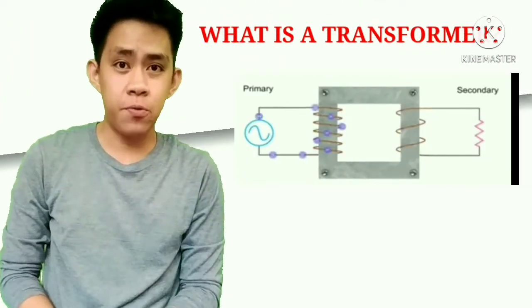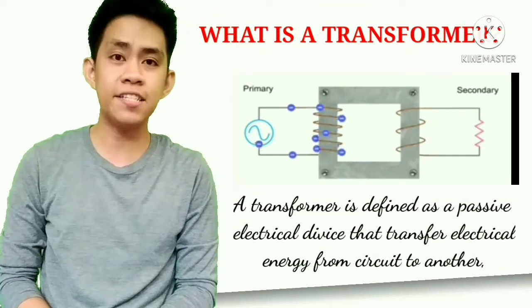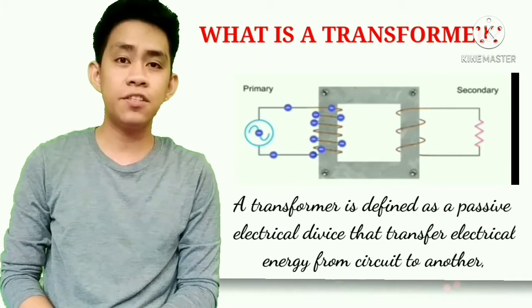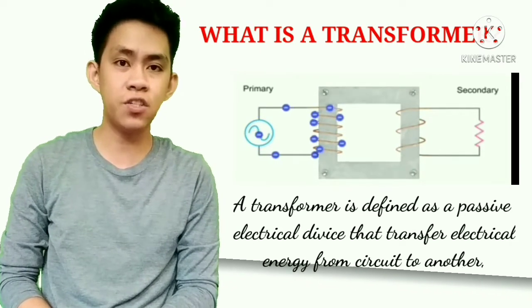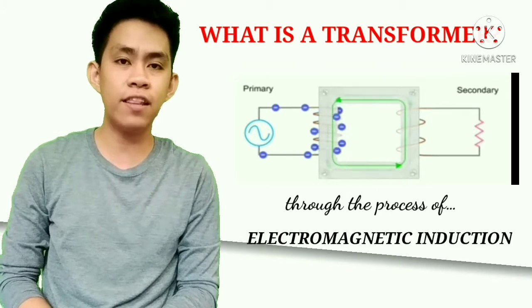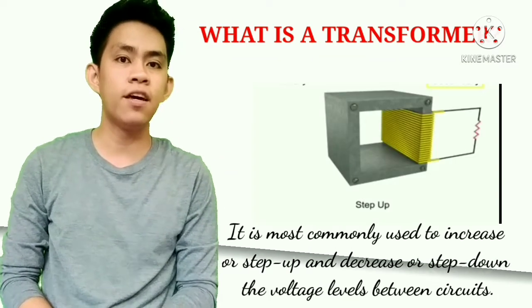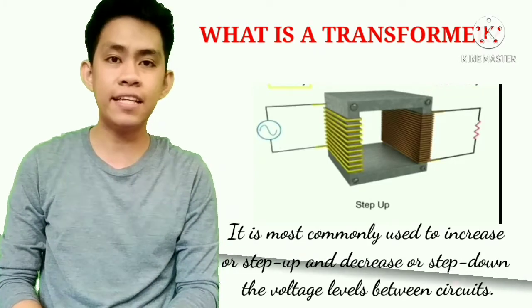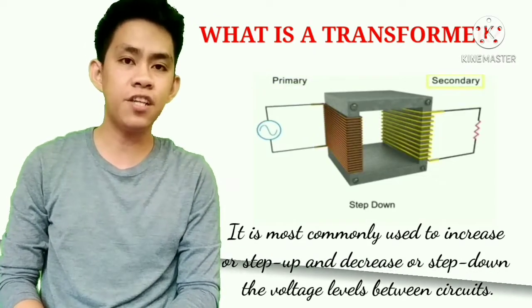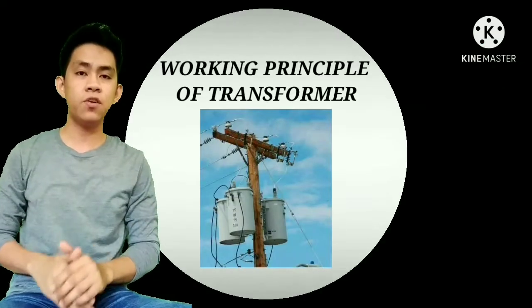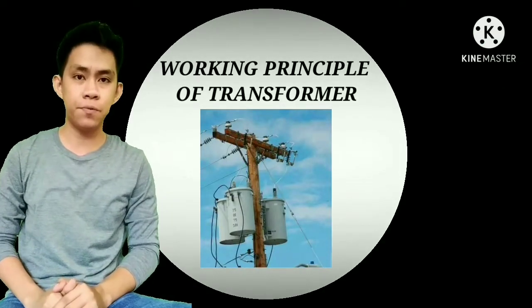What is a transformer? A transformer is defined as the passive electrical device that transfers energy from one circuit to another through the process of electromagnetic induction. It is most commonly used to increase or step up and decrease or step down the voltage levels between circuits. Now, we will proceed to the working principle of a transformer.